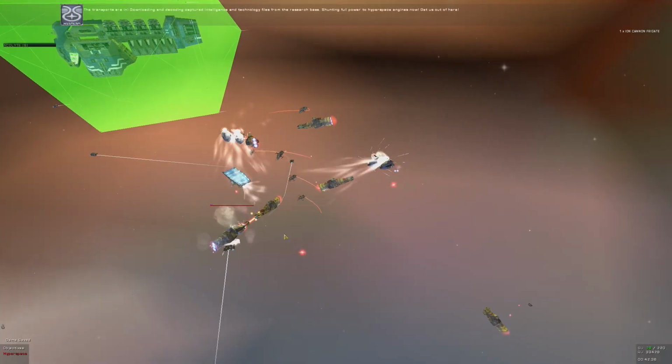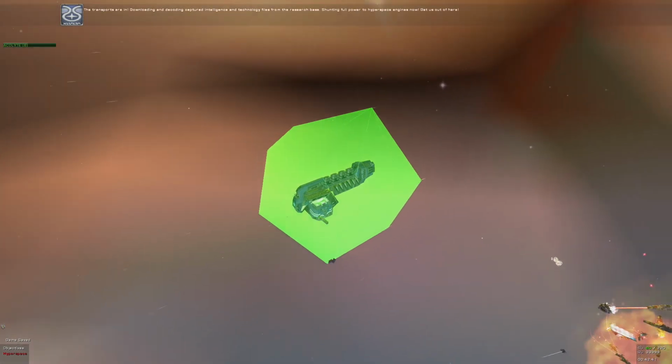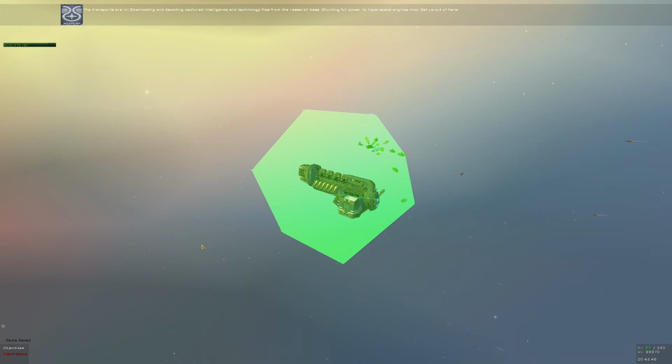Now loading and decoding captured intelligence and technology files from the research base. Shunting full power to hyperspace engines. Now, get us out of here.